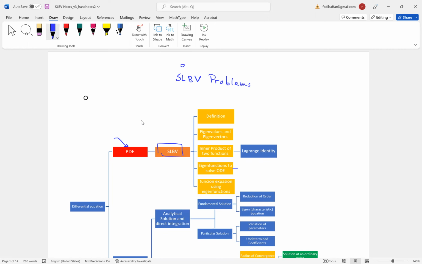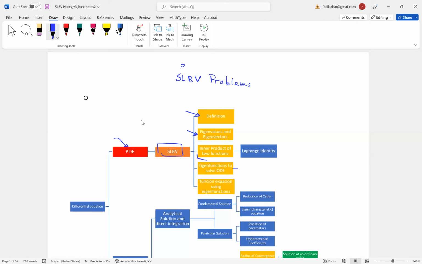We'll cover different topics and try to draw a big picture out of these. At the beginning, they feel distinct and far apart, but we'll try to connect the dots and draw a big picture. We'll speak about the definition of the SLBV problems. We'll move to eigenvalues and eigenfunctions and how to obtain them out of the SLBV problem.